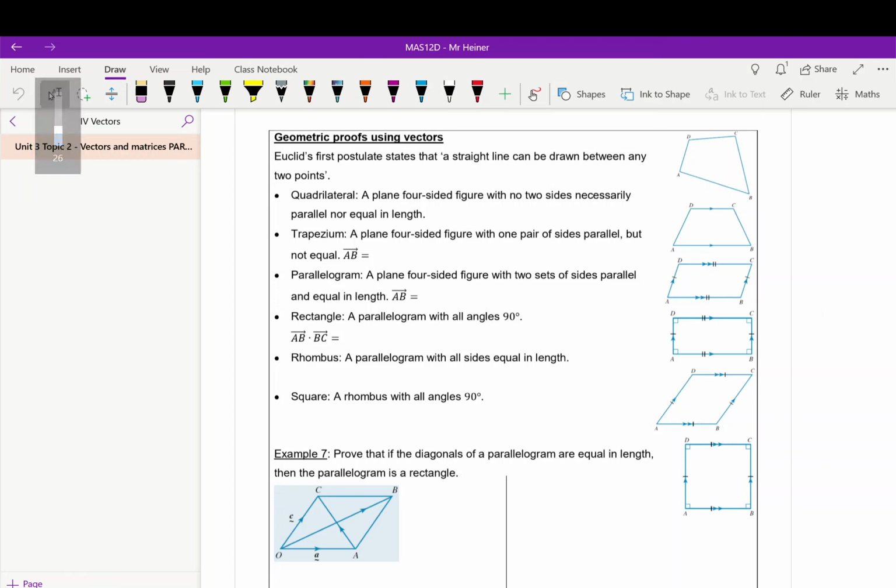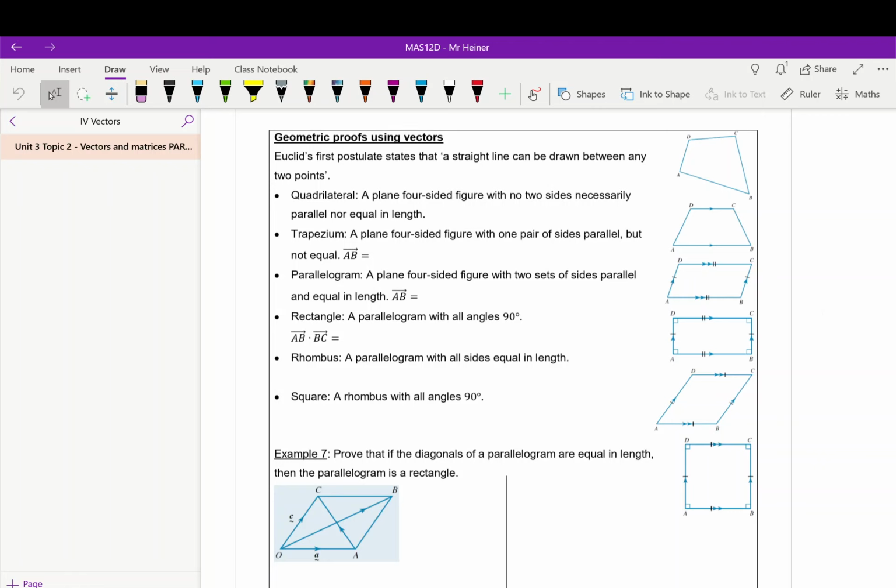Today we're going to look at applying vectors to do some geometric proofs, looking at different properties of geometry and how we can use vectors and certain properties of vectors to solve proofs. So, Euclid's first postulate states that a straight line can be drawn between any 2 points.